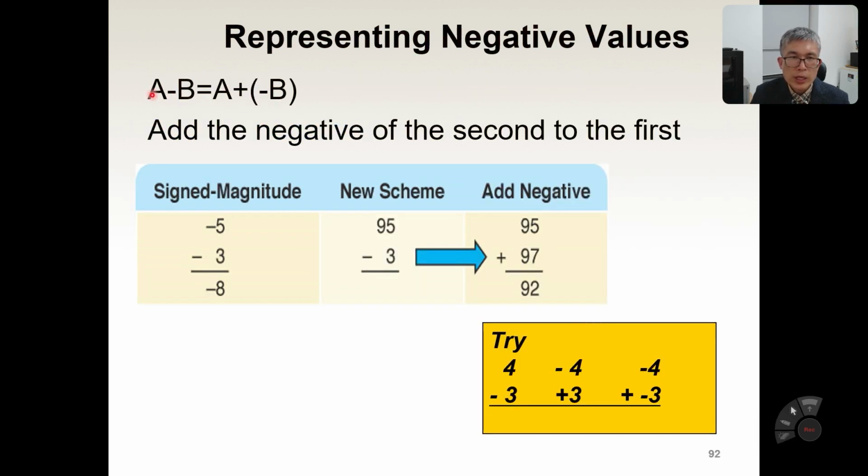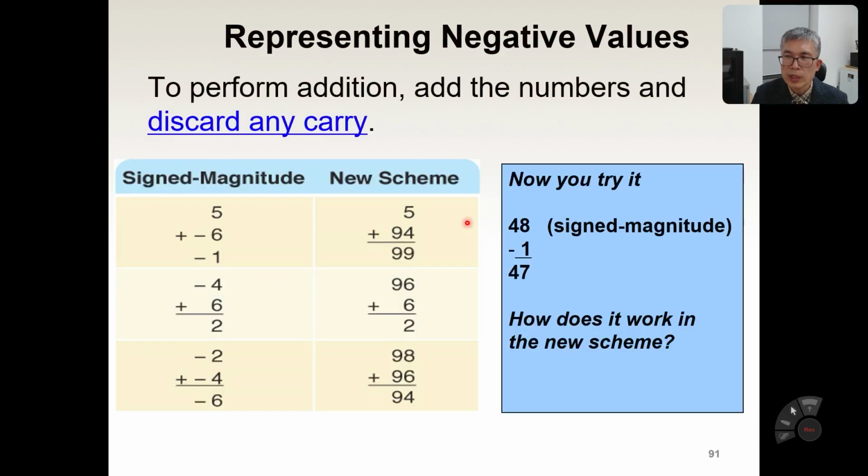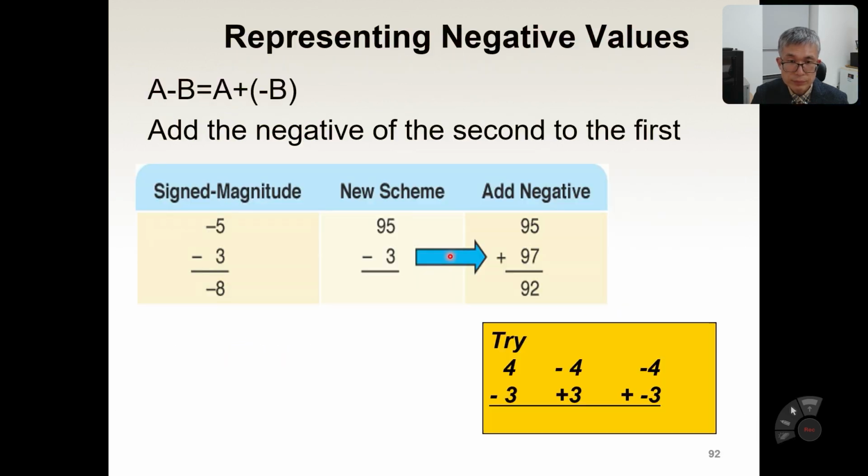So in the a minus b case, we can say a plus minus b. So with minus b we can have a new value, right? Using this system is called the complement. Okay, so add the negative of the second to the first, right?